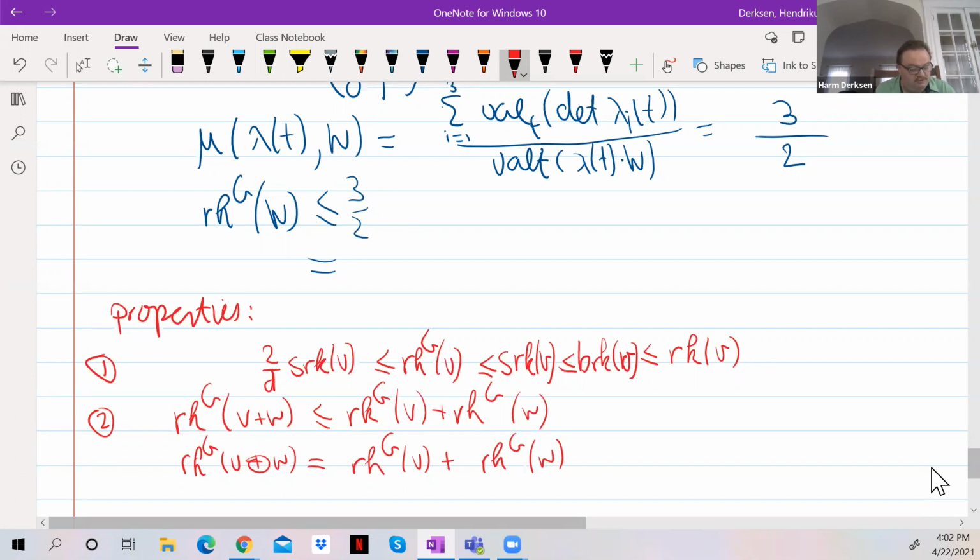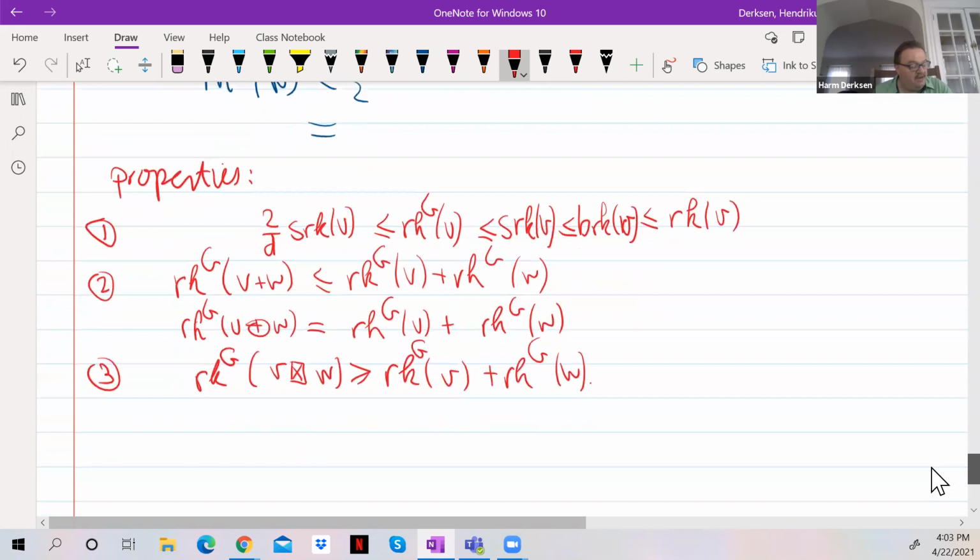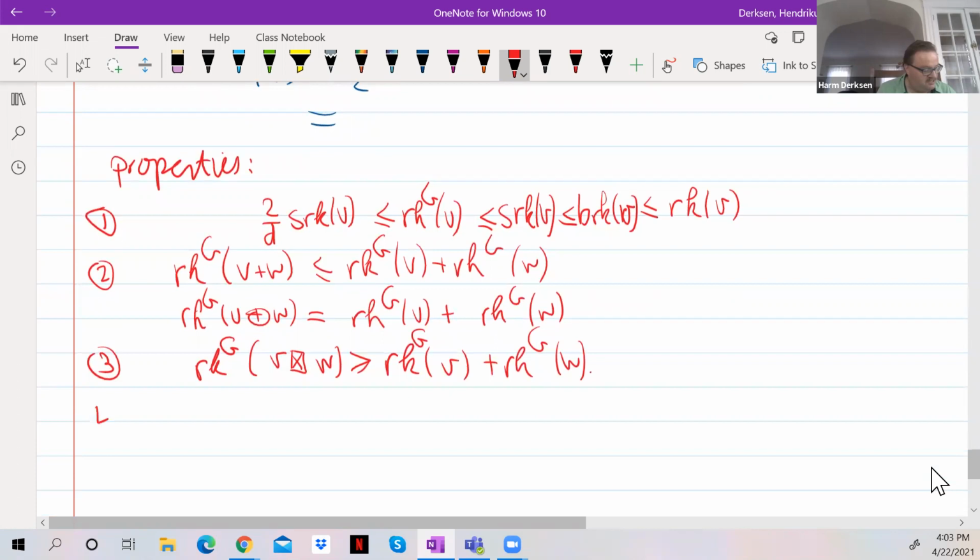Now here's a property which I call supermultiplicativity. Remember, for the rank, the rank of a tensor product, of this Kronecker tensor product, is always less than or equal to the product of the ranks, but it's actually not always equal. Here, we actually have the inequality in the other direction. And it's also not always equal. For the slice rank, either inequality is not always true. So in that sense, it's nicer than the slice rank.